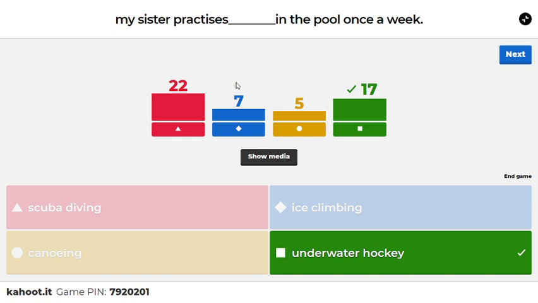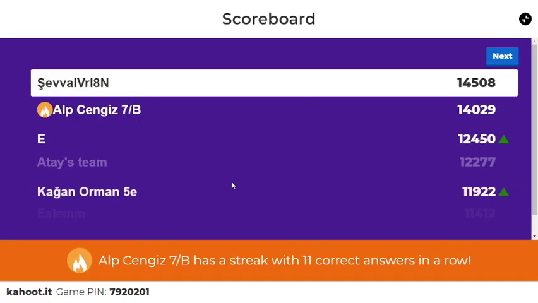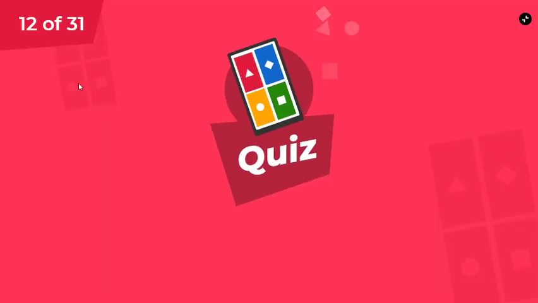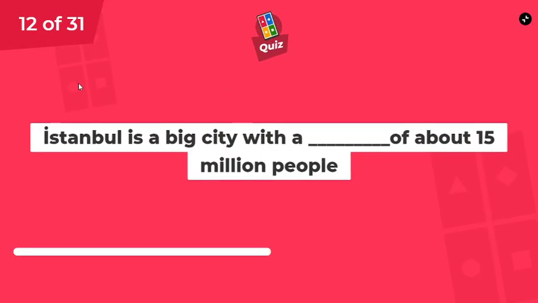Dedikten sonra bakalım. Let's see the scoreboard. Şevval is number one. Alp Cengiz is number two. E is number three. Ata is number four. Kaan is number five. Congratulations, guys. By the way, Alp Cengiz has a streak with 11 correct answers in a row, and he started his fire. Congratulations, Alp! Here we go with the 12th question. 2,000 points.